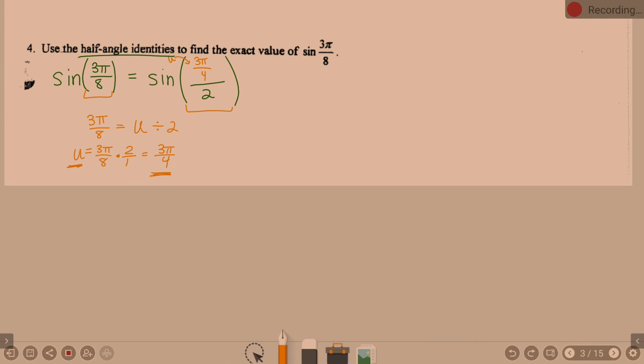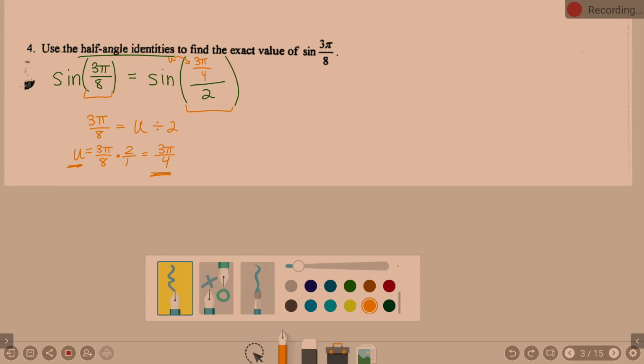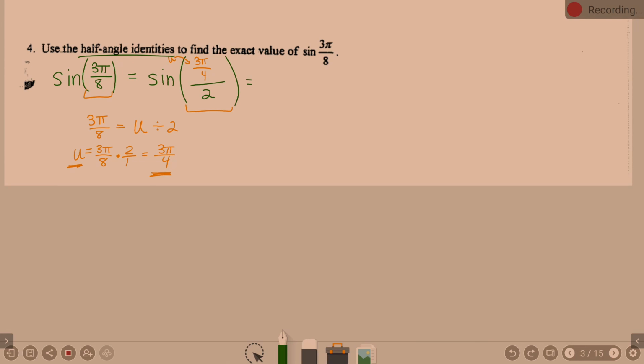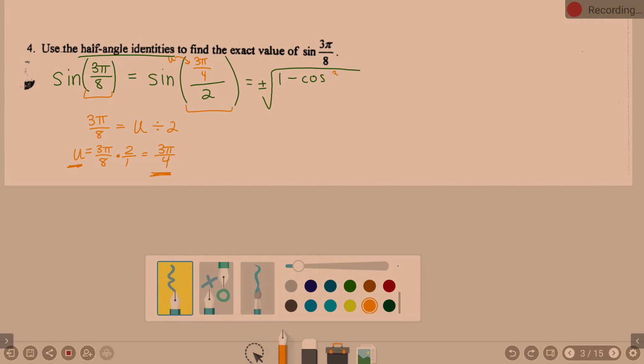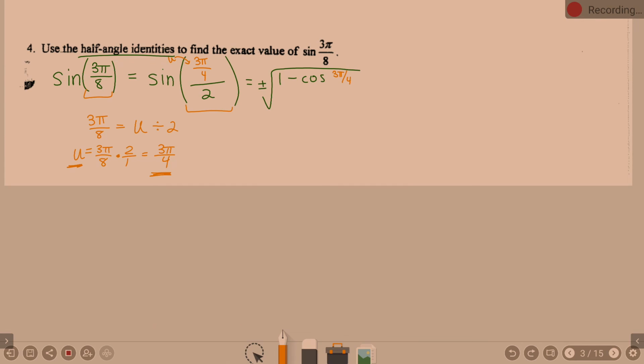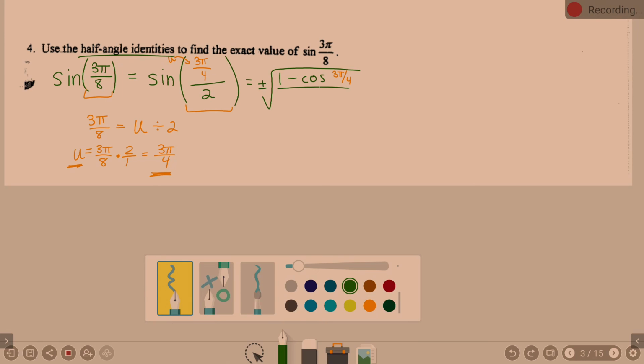So is it sine or cosine for the half angle? Well, I guess you took cosine. That's the angle you're going to use in our sine half angle identity. So what is our sine half angle identity? Plus or minus the square root of 1 minus cosine. Got my square root. Okay. So we'll start with plus or minus the square root of 1 minus cosine of u. What's u? 3 pi over 4. And then all divided by 2, correct? Yep.